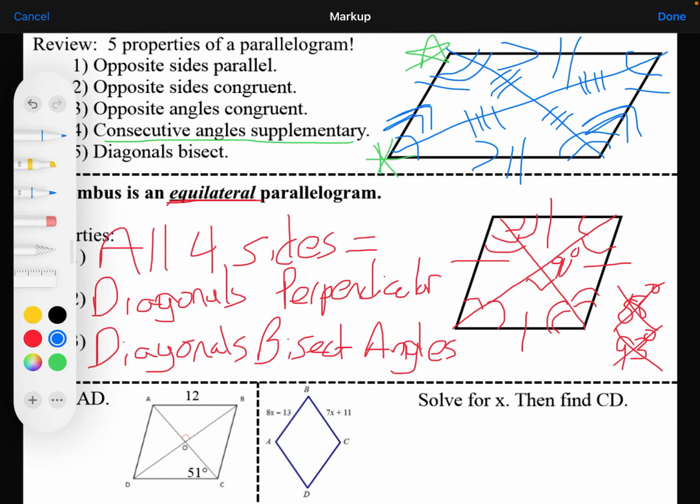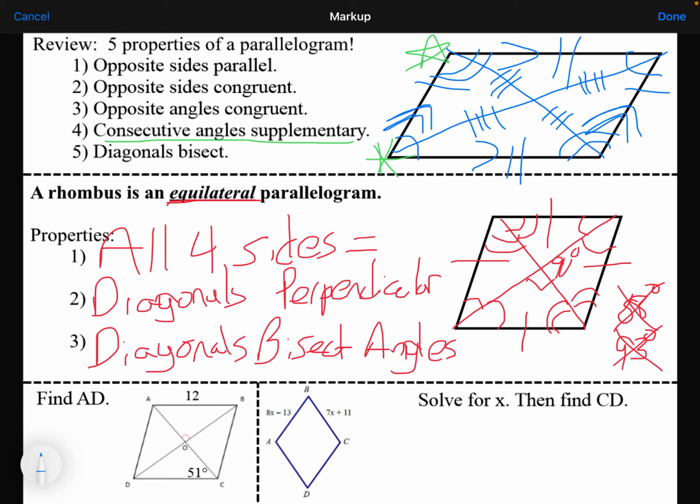All right, take a look at the bottom left. This will be your next Ed puzzle question here. How big is AD when you see the number 12, the little box symbol in the middle, the 51 degrees? How do you find AD, this side here on the left?